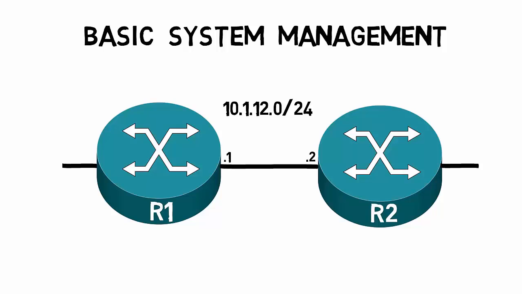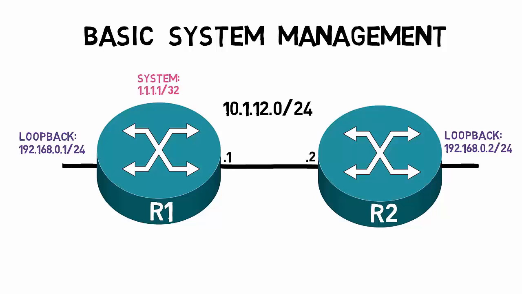R1 will have a loopback address of 192.168.0.1/24, and R2 will have a loopback address of 192.168.0.2/24. They will also have system addresses. Now, the system address is more like an address for the entire node, so that's the reason why it can only have a /32. And R1 will have a system interface address of 1.1.1.1/32, and R2 will have a system interface address of 2.2.2.2/32.